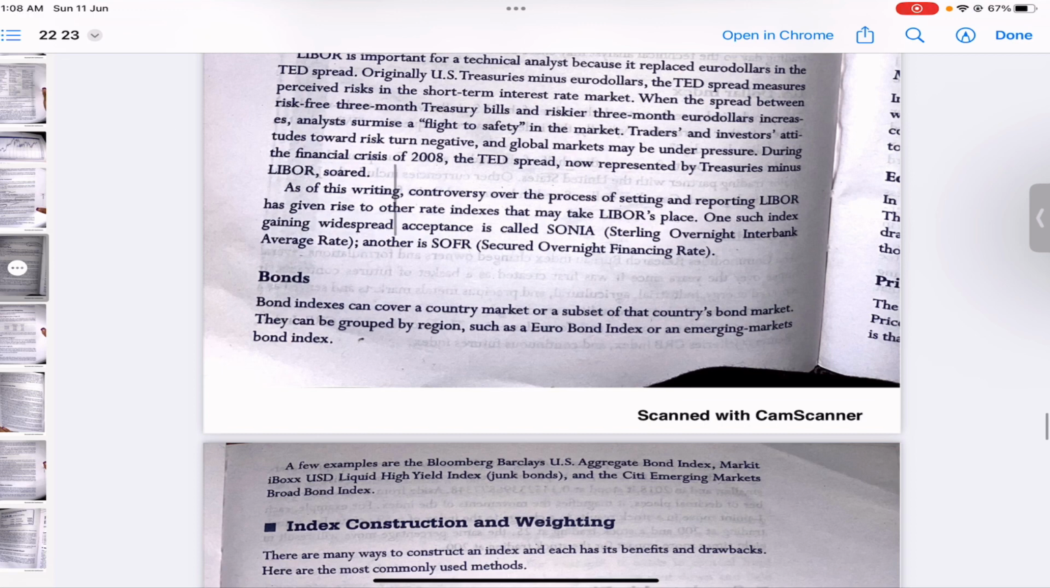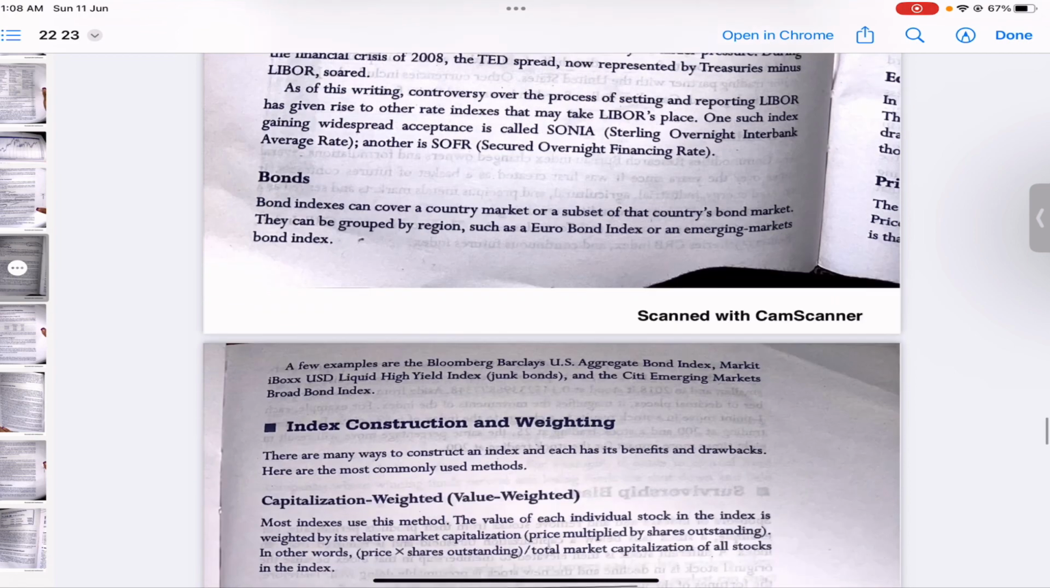As of this writing, controversy over the process of setting and reporting LIBOR has given rise to other rate indexes. One such index gaining widespread acceptance is called SONIA, Sterling Overnight Interbank Average Rate, and SOFR, Secured Overnight Financing Rate. These two rate indexes are also gaining a lot of acceptance other than the LIBOR index.